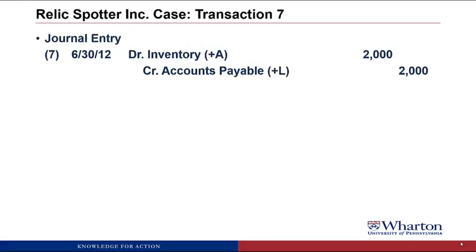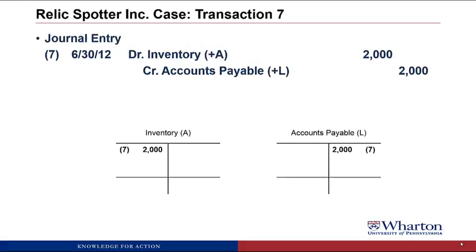We again post this journal entry to T accounts. We have to create a new account for inventory, which is an asset, and accounts payable, which is a liability. We put the debits and credits in their proper places. So we're about halfway done.